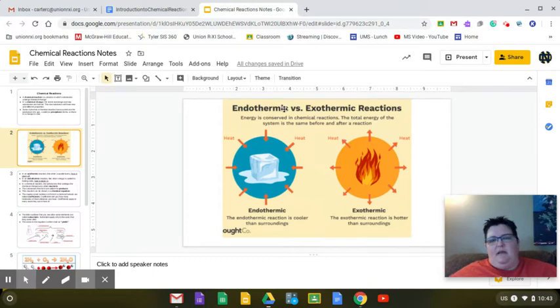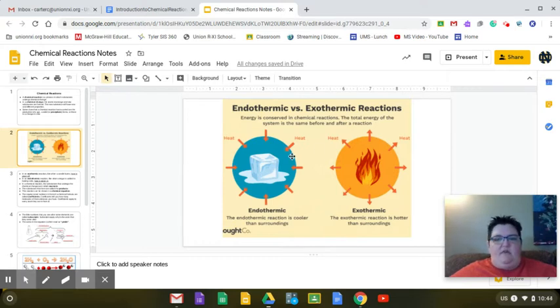Okay, and basically the difference between the two is endothermic is going to take heat in, and exothermic is going to let heat off. Okay, so the way that I've always remembered this is exo is like exit, so that heat is exiting. Endo is like into, and so the heat is coming in. Okay, and so both of those are going to be where energy is released or given off, and are going to be some kind of change that is happening.